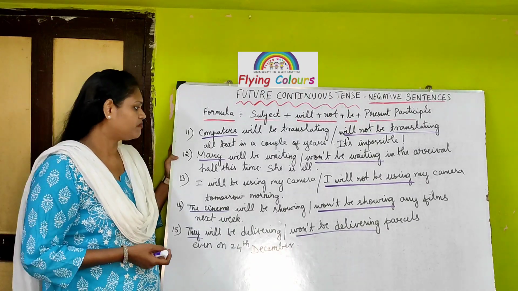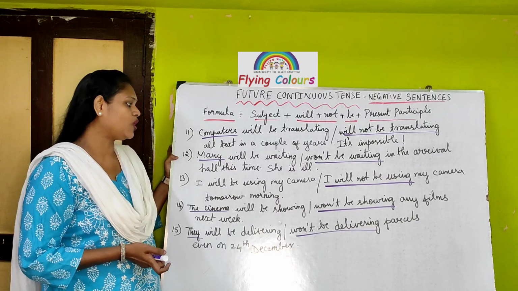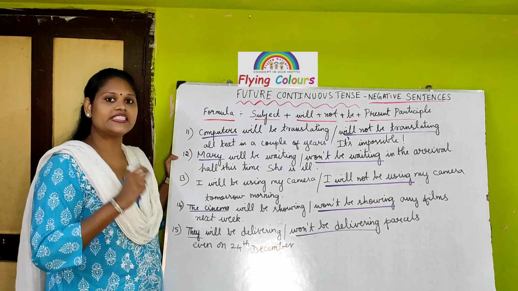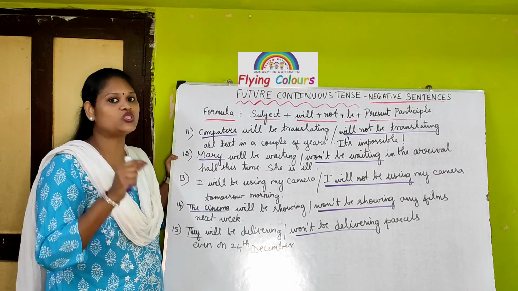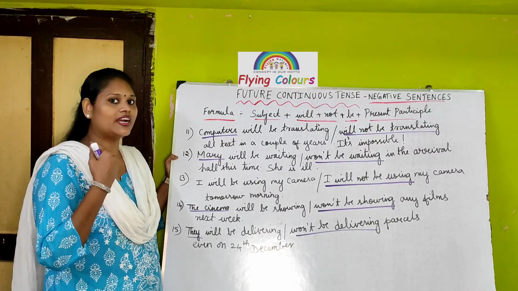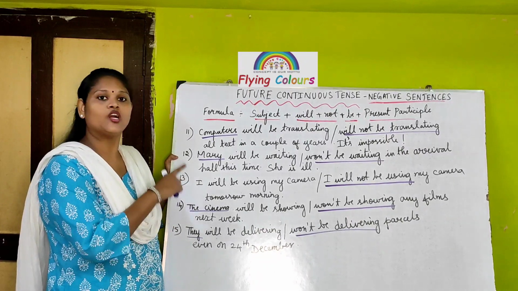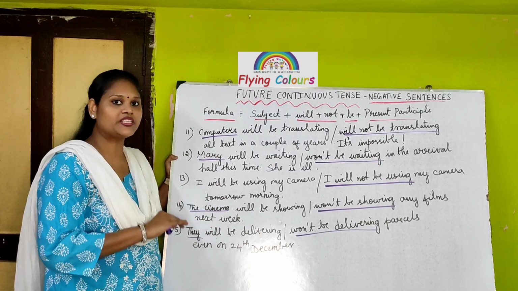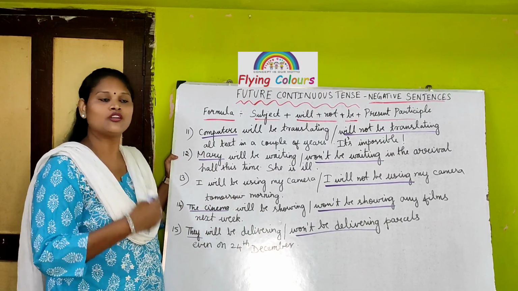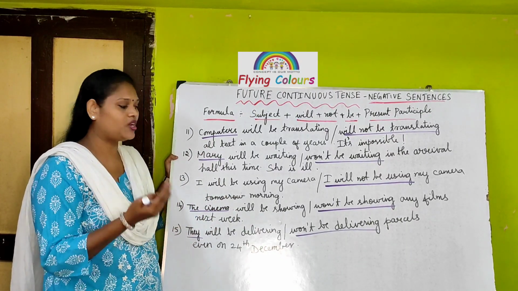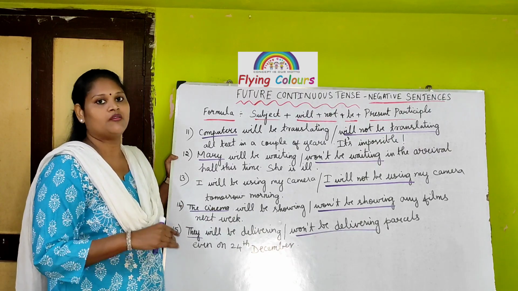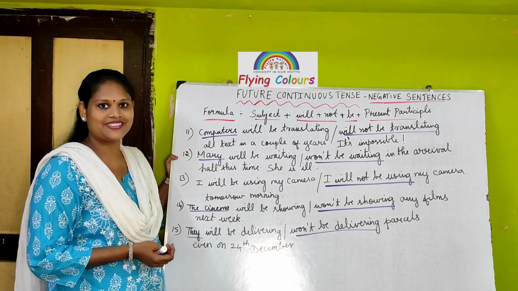Next sentence, Mary will be waiting in the arrival hall this time. This is a positive sentence in future continuous tense. How? When you are converting this into a negative sentence, you have to write Mary won't be waiting. Otherwise, you can write Mary will not be waiting in the arrival hall this time because she is ill, right?